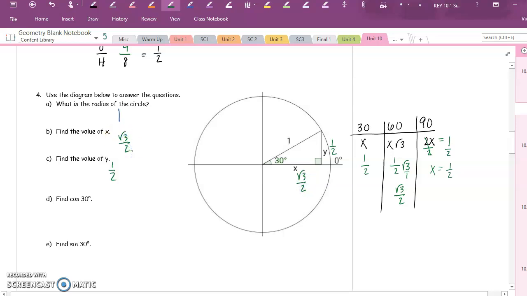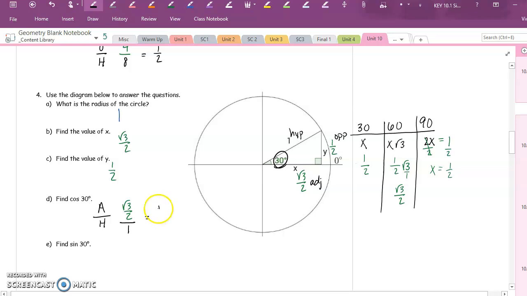So now we have our values in order to figure out what the cosine of 30 degrees is. So based on my 30-degree angle, we have the opposite side, the adjacent side, and the hypotenuse. So for cosine of 30 degrees, we have adjacent over hypotenuse. My adjacent side is square root 3 over 2, and the hypotenuse is 1.